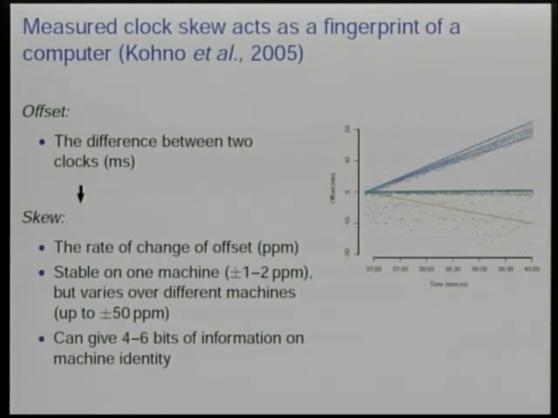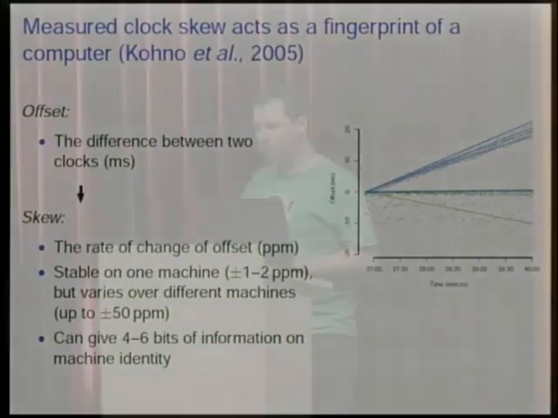So there was a previous paper in 2005 by Yoshi Kono, which showed that a clock skew of a host acts as a reasonable fingerprint. That's because it doesn't change very much over time on one computer, just 1 or 2 parts per million. But different computers, even from the exact same model, will have a significantly different clock skew, up to 50 parts per million. And this allows you to get 4 to 6 bits of information on a host. So it's by no means completely unique for all computers, but it can give you a reasonable idea.